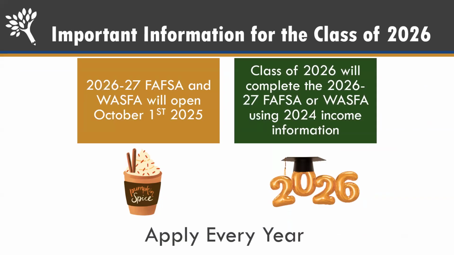The 26-27 FAFSA, or WAFSA, sounds super futuristic, but that's when our students are graduating and going to school. They're going to use 2024 income information. So we are back to an October release for financial aid. The last couple years, it's come out in like December and January.